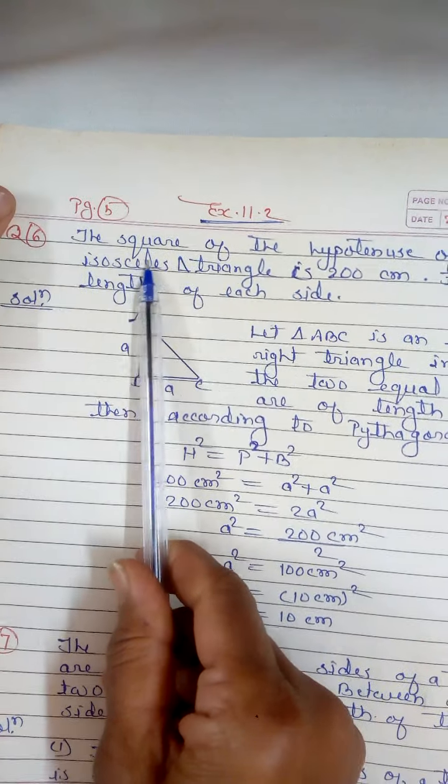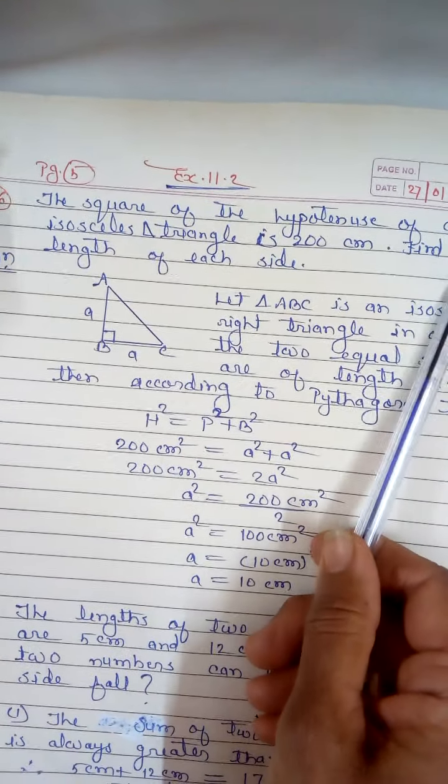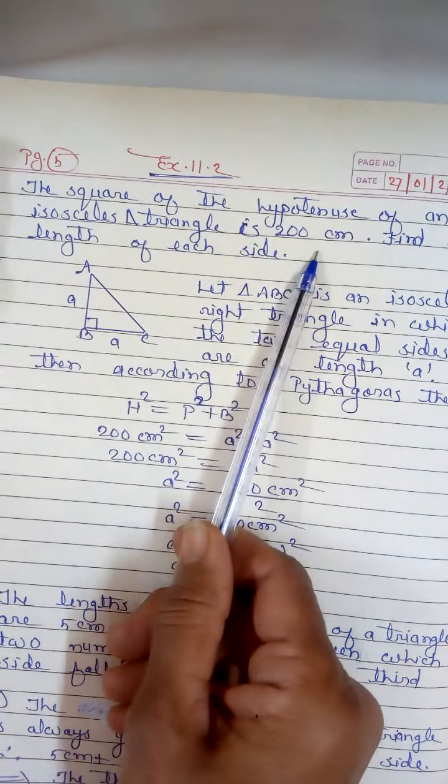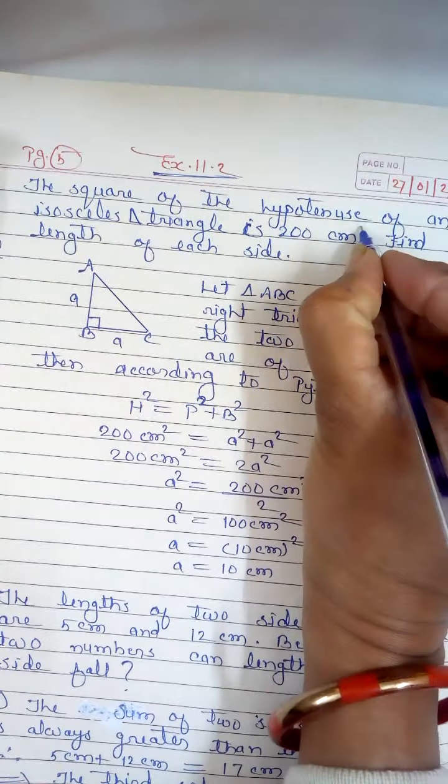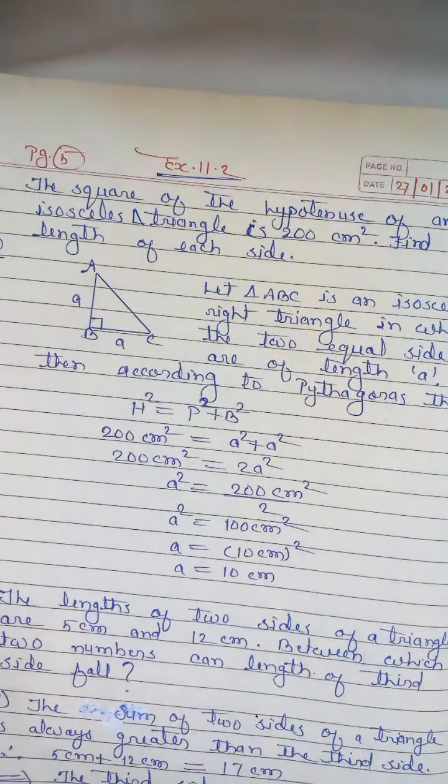Question number 6. The square of the hypotenuse of an isosceles right triangle is 200 square centimeters. Find the length of each side.